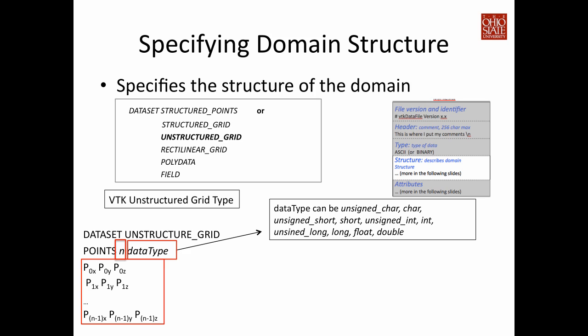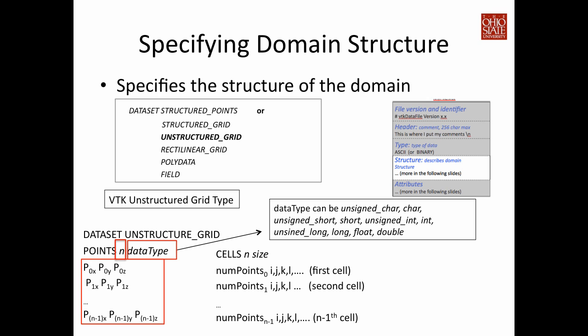Then we have to specify the positions of each point, and then how the points are connected together to form cells. To do this, we need to specify, first of all, how many cells are in the dataset, and the total number of integers used to specify the cell list. And then for each cell, you need to specify how many points are in each cell and the positions of those cell corners. Those can be specified as integers pointing to the earlier point array we just saw.